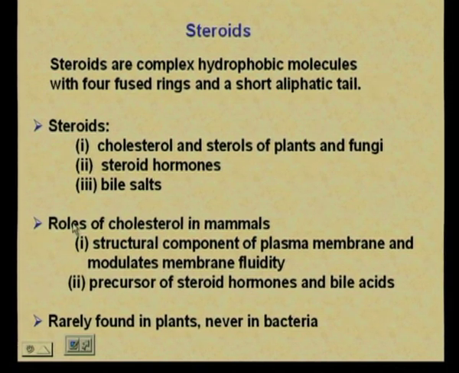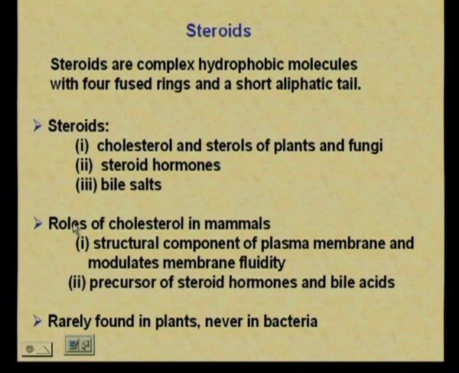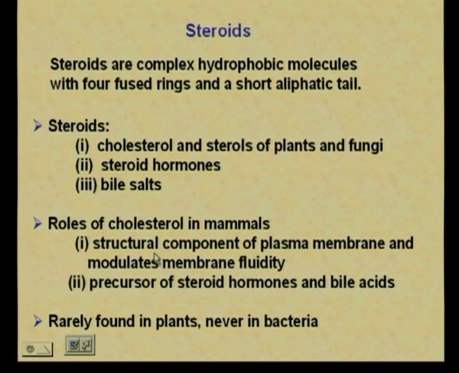Now, what are the roles of cholesterol in mammals? You know that fat is good for you. Okay? All cholesterol is not bad. You need some fat, you need some cholesterol also. The roles of cholesterol in mammals are that they act as structural components of the plasma membrane and they modulate membrane fluidity. We will see how. They also form a precursor of steroid hormones and bile acids.